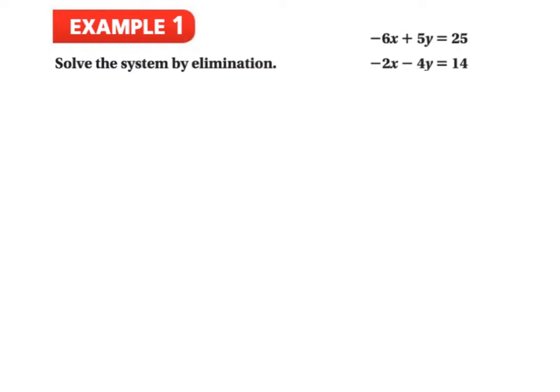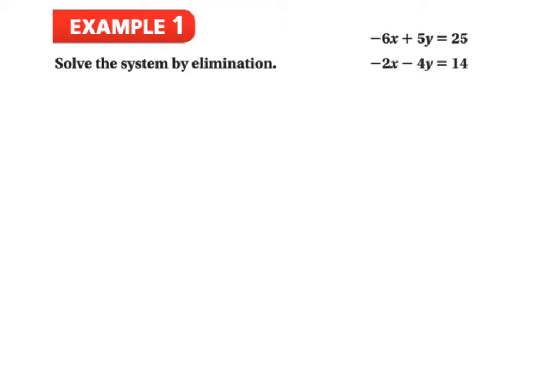Taking a look at this first example, remember in the last video we talked about how we want to make sure that the coefficient in front of the variable is either the same number or the opposite. But if we take a look at this one, we have negative 6x and negative 2x, and 5y and negative 4y. Neither of the coefficients of these variables are the same number, so we're going to have to multiply.